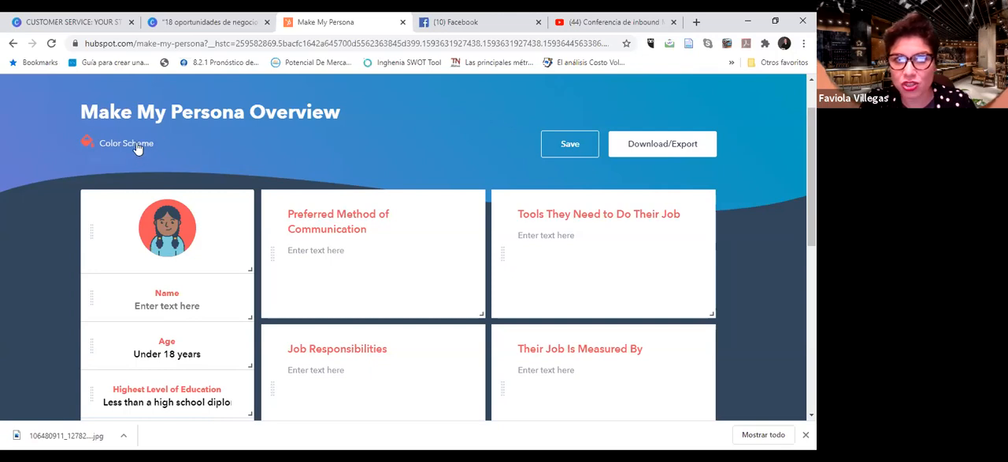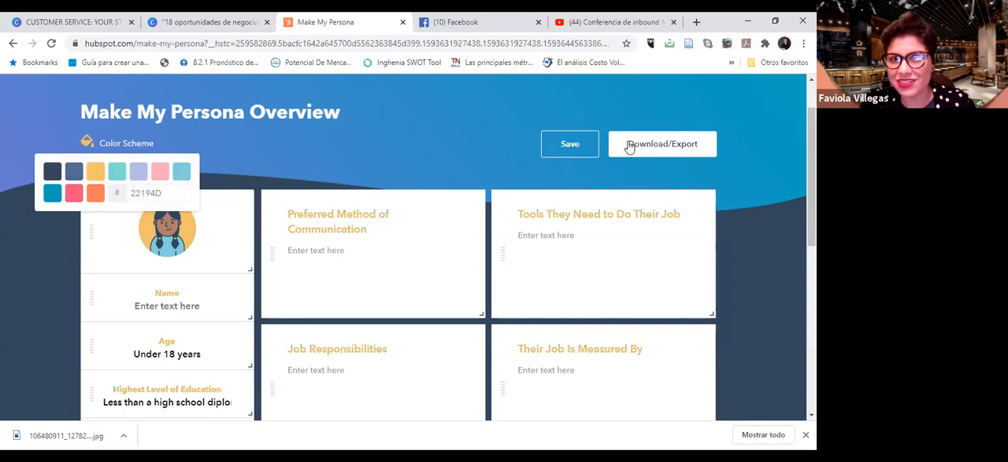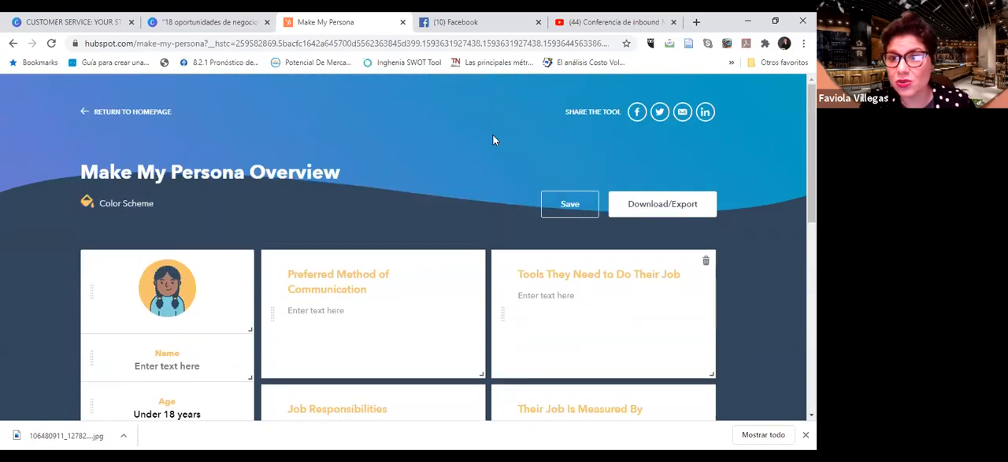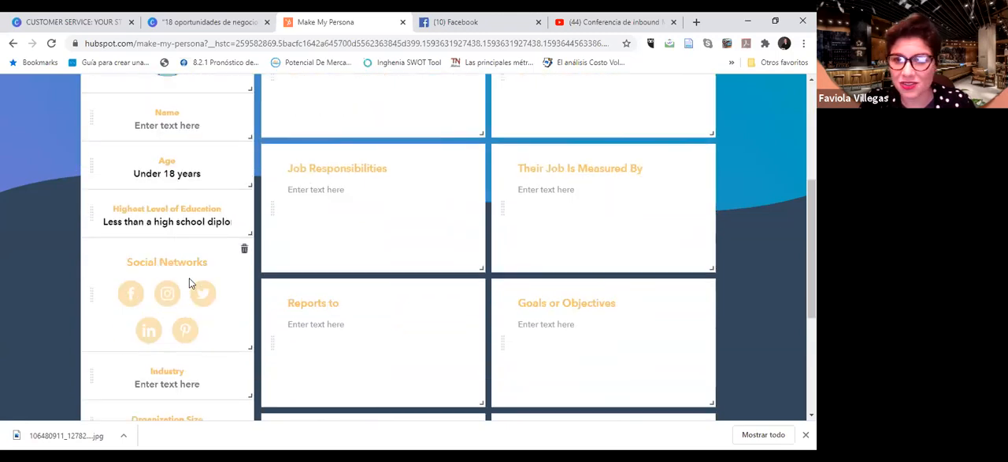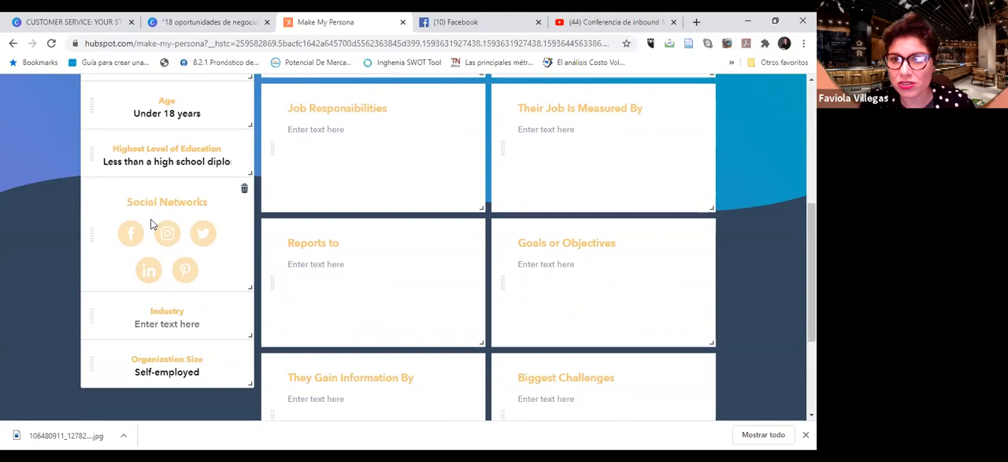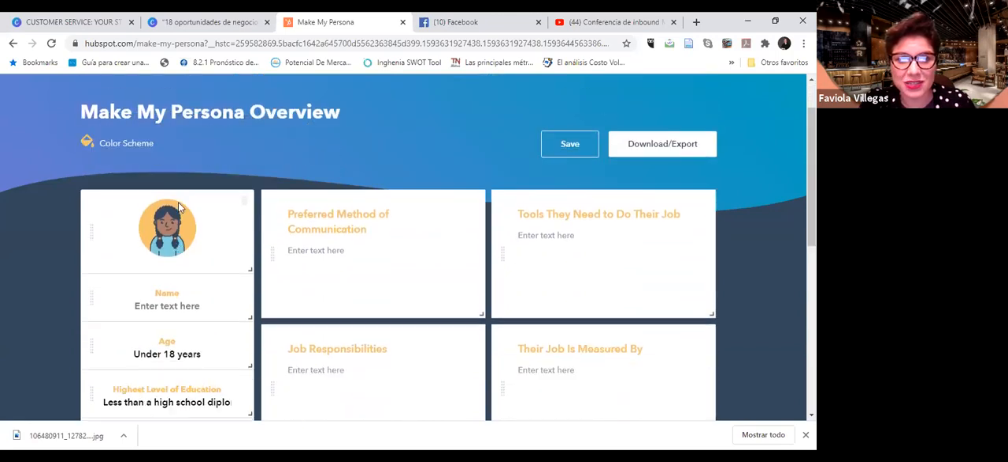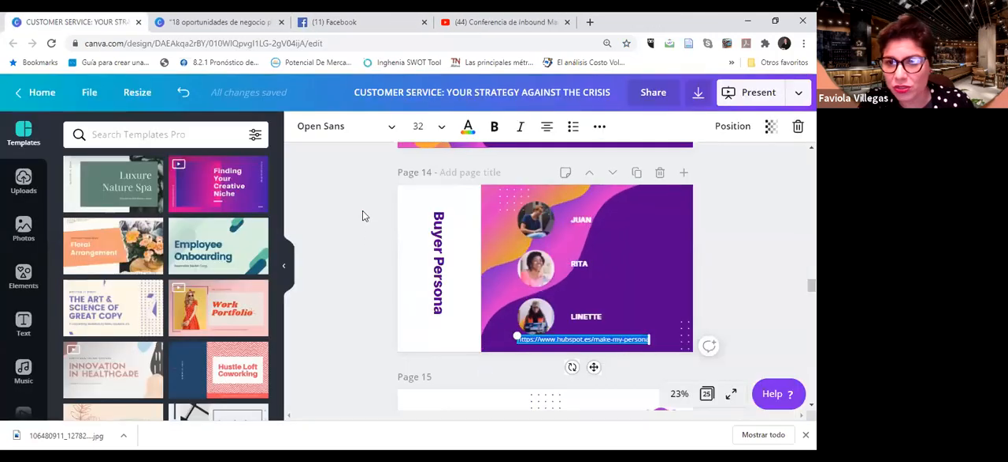So I hope you can enjoy this. Look at this, they changed the color, and you can download. It looks awesome. So for each market you are attending, you can do a different buyer persona, okay? Each market segment needs a different buyer persona. Look at this. You can define which social networks you are going to use to pay attention to this buyer persona, okay?